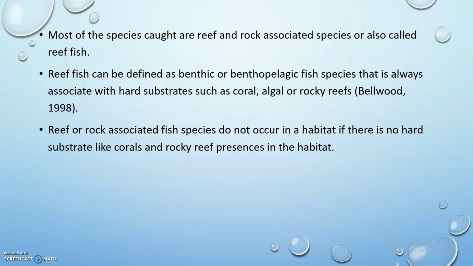Reef fish can be defined as benthic or benthopelagic fish species that are always associated with hard substrates such as coral, algal or rocky reefs. Reef or rock associated fish species do not occur in a habitat if there is no hard substrate like corals and rocky reef present in the habitat.